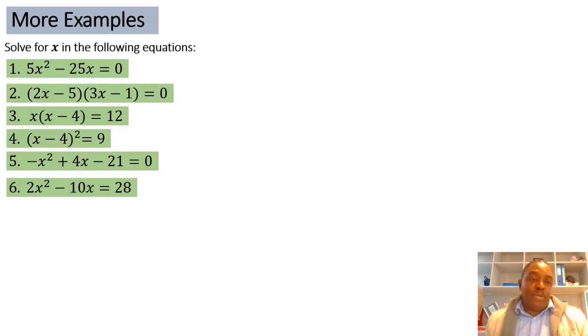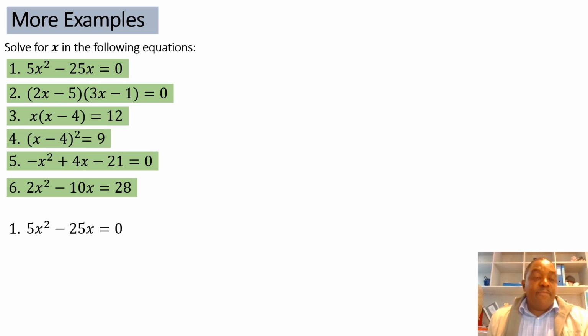Let's have a look at more examples just to apply different scenarios that might come up in your quadratic equations. The first one, you want to watch out for this. You never ever divide in a quadratic equation by a variable. Otherwise, you lose one of the solutions. For instance, if you divide here by 5x, you will end up with x minus 5 equals to 0. And what happens? That's a linear equation, and you'll get only one solution.